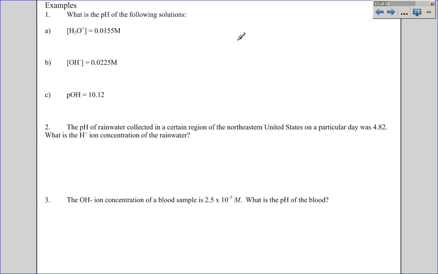Let's look at some examples. We want to determine the pH of these solutions. We are given the hydroxide concentration. So what we need to do is find the pH by using the appropriate formula.